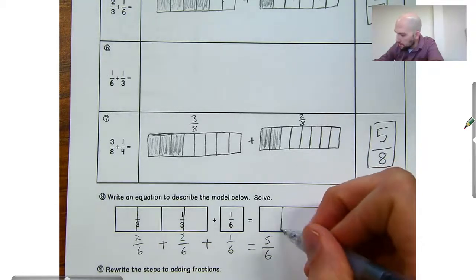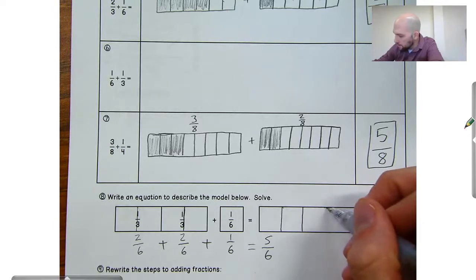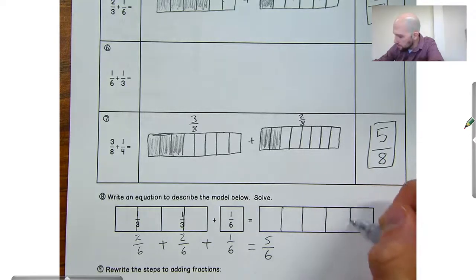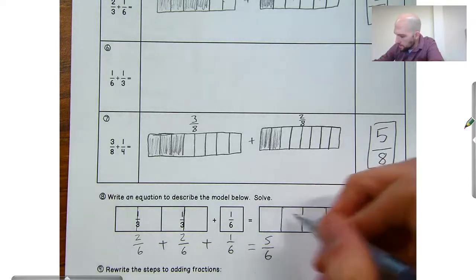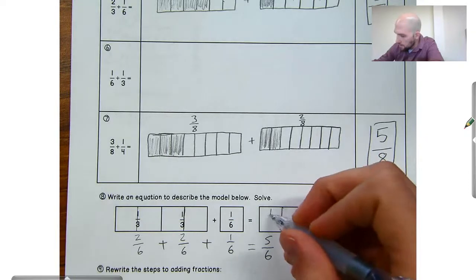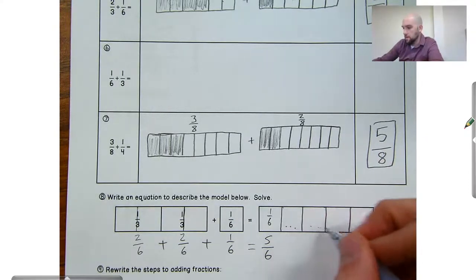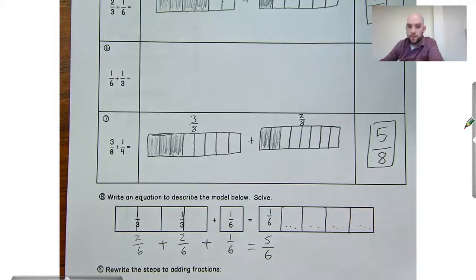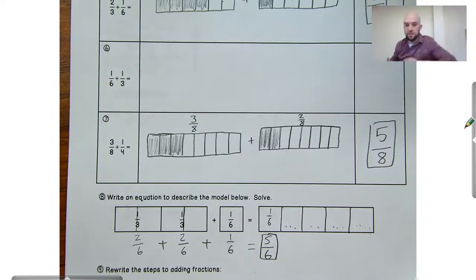So I'll make these about the same size as this sixth here. And I could label my 1/6 in here. We know these are all going to be 1/6. And then our answer is 5/6.